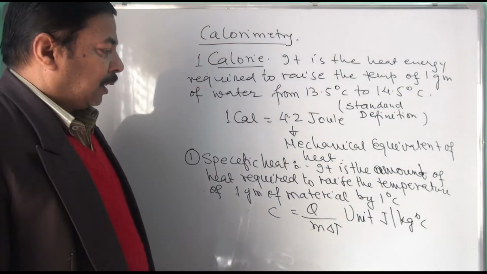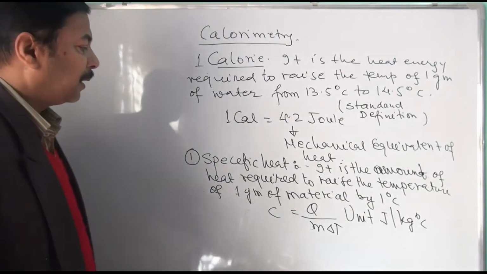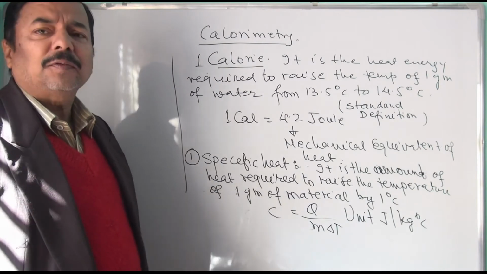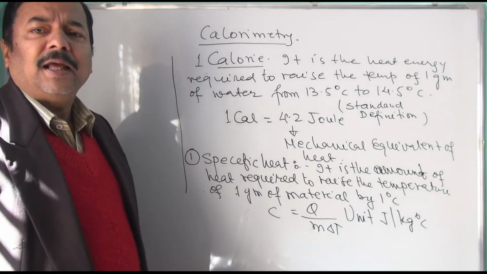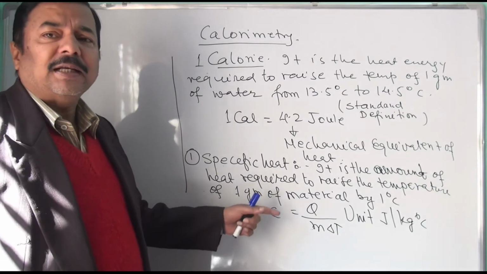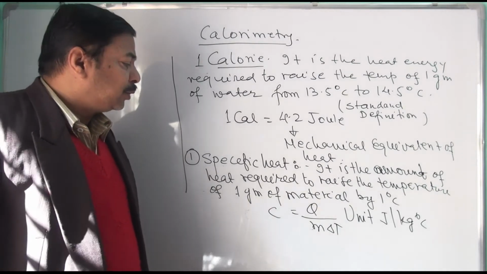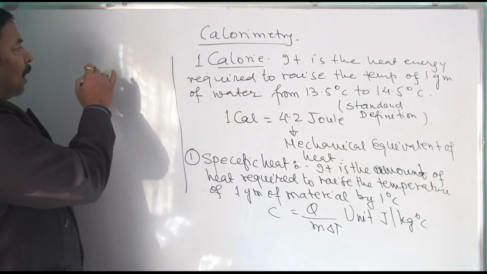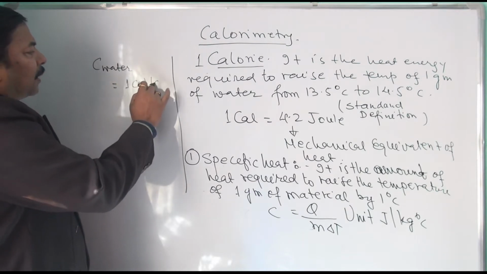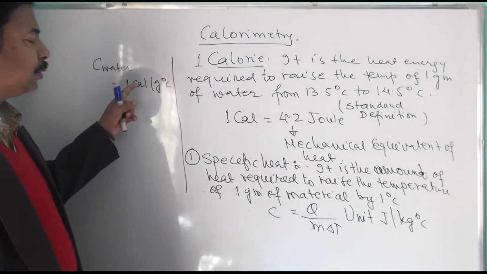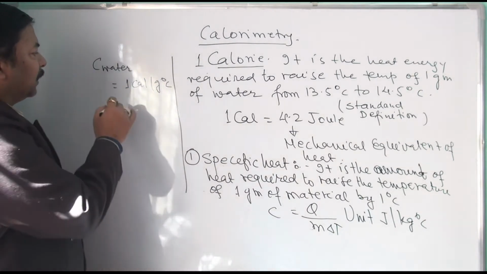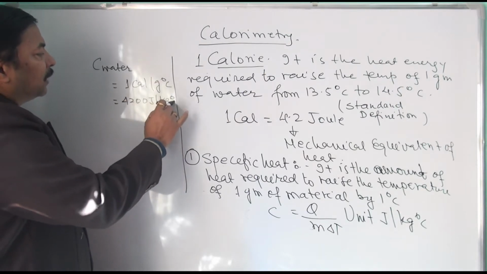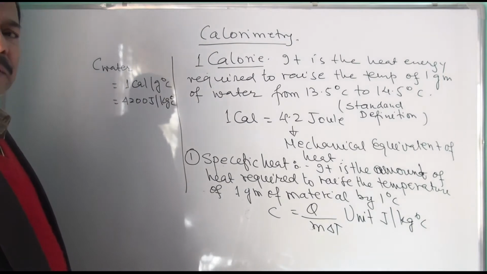In the SI system, there are certain specific heats that you should remember. Specific heat is generally constant. It does not vary with temperature, but sometimes it may vary. There may be a question in which it varies with temperature, which I will try to solve with the help of an example. You should remember certain standard values. For example, the specific heat of water is 1 calorie per gram degree centigrade. This value you should remember, and by conversion you will find that it is 4200 joule per kilogram degree centigrade.